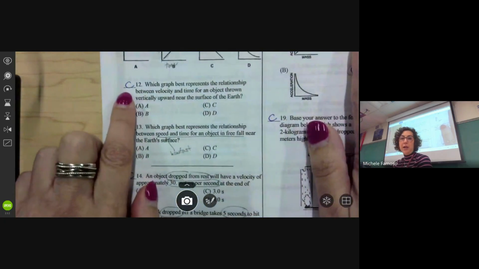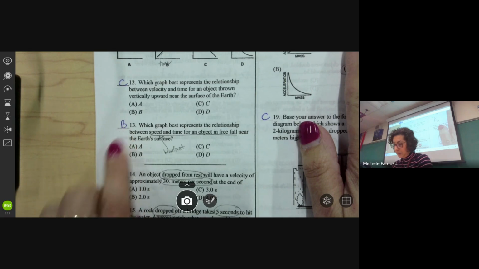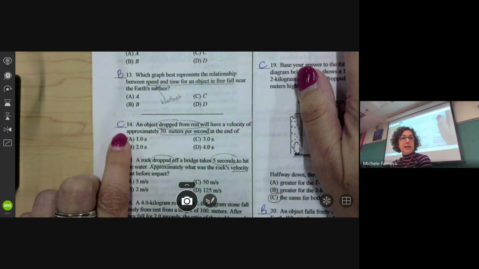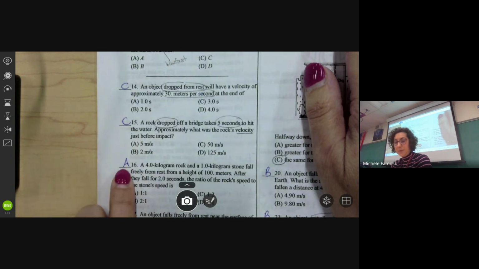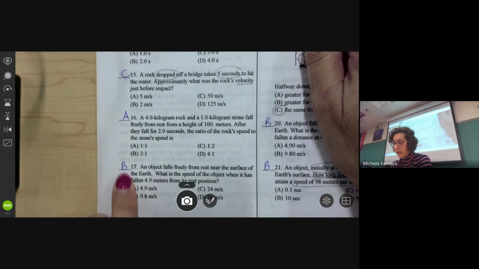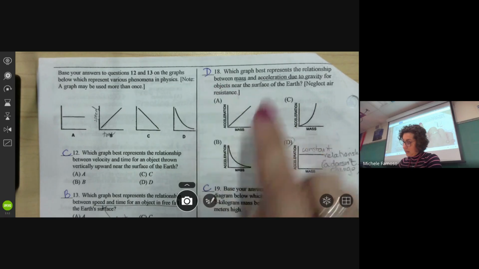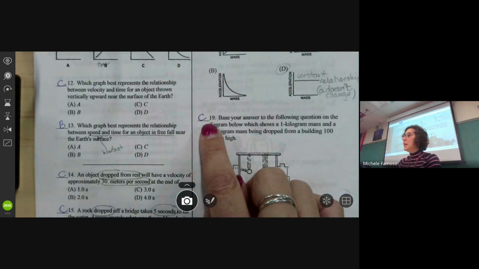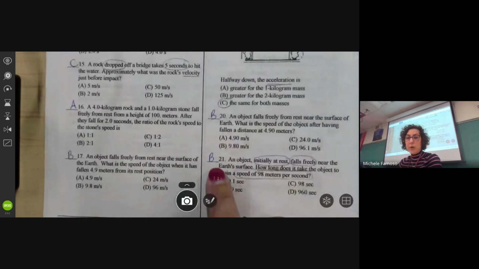Number 12 is C. Number 13 is B. Number 14 is C. Number 15 is C. Number 16 is A. Number 17 is B. Number 18 is D. Number 19 is C. Number 20 is B. 21 is B.